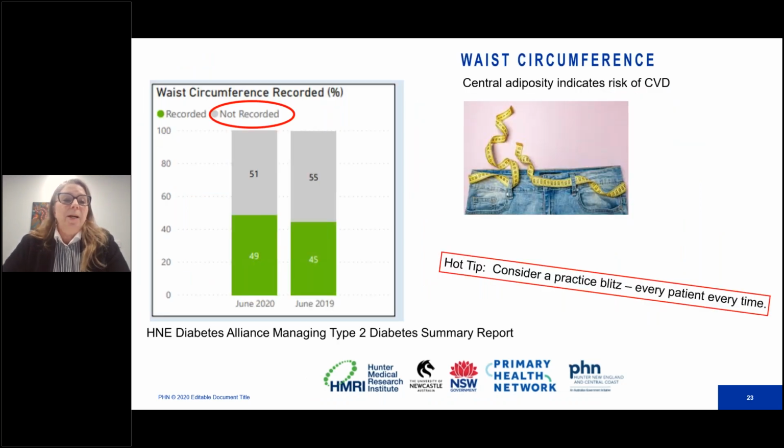With waist circumference, it tends to be about 50% achieved, but we know that central adiposity is a risk factor for cardiovascular disease. So an idea is maybe just consider doing a practice blitz of every patient every time for a period of time. And that's a nice way to get that measure increasing.